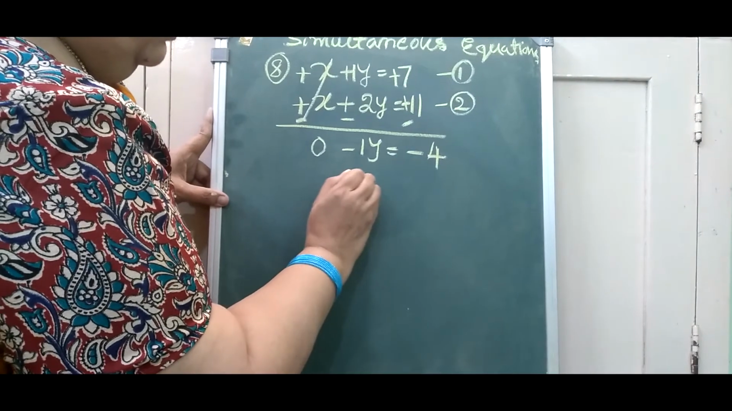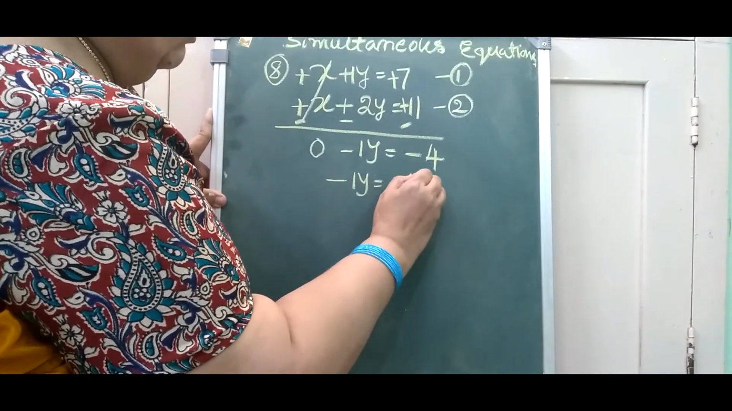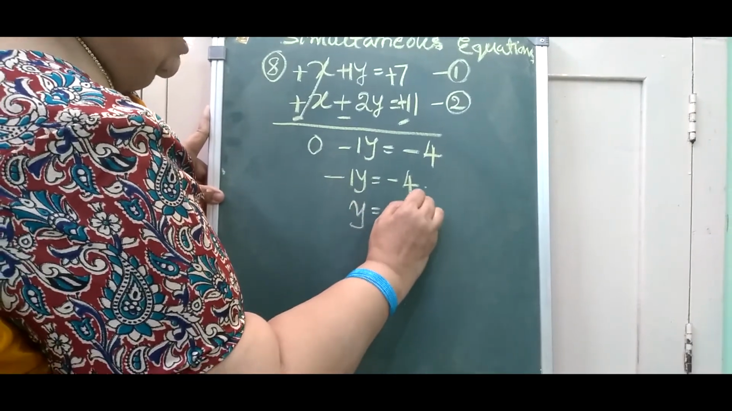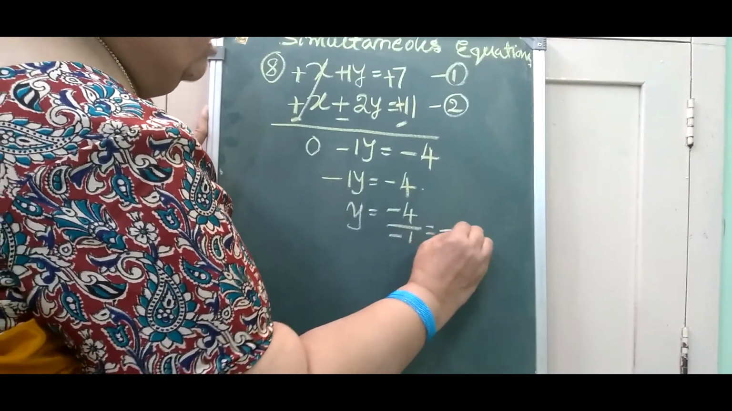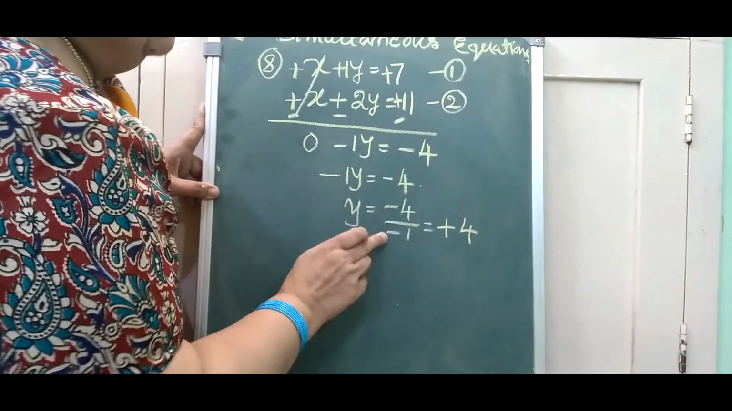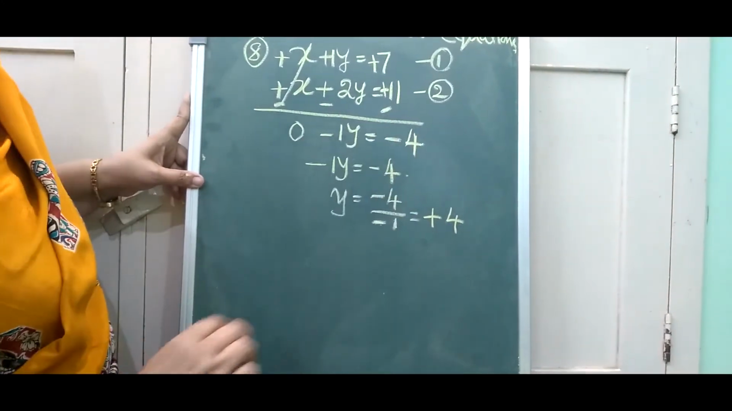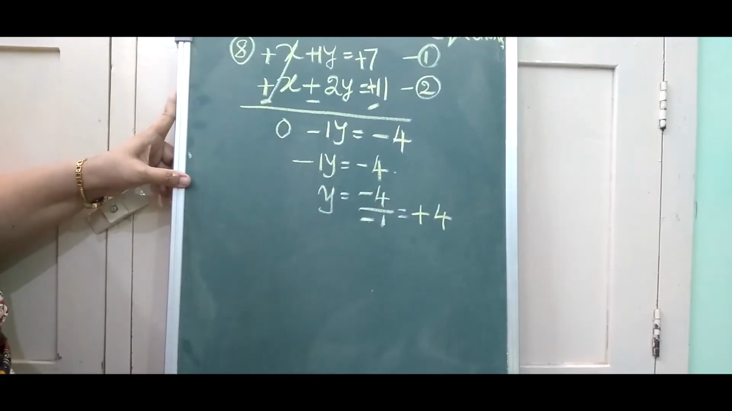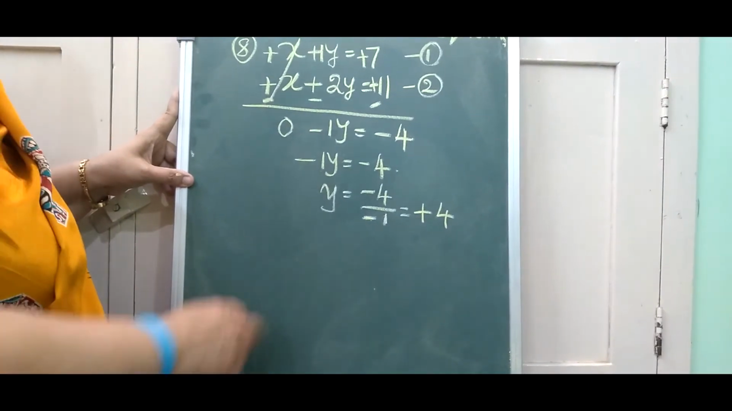And now, minus 1y will be equal to minus 4, or y is equal to minus 4 divided by minus 1, that is nothing but plus 4. Minus divided by minus will be plus here. So this is plus 4. The value of y is 4. We have found out the value of y now. Now let us find out the value of x.